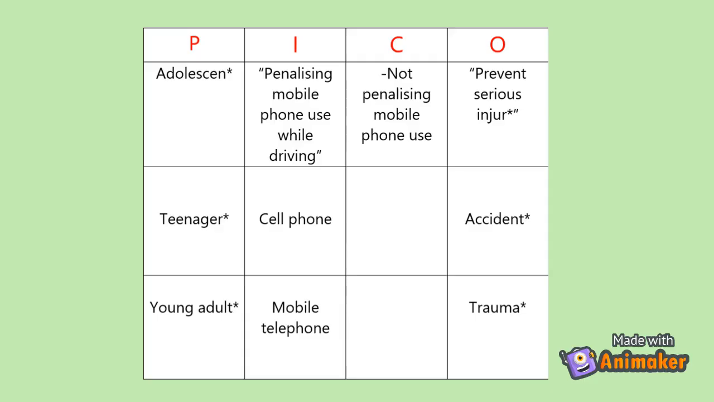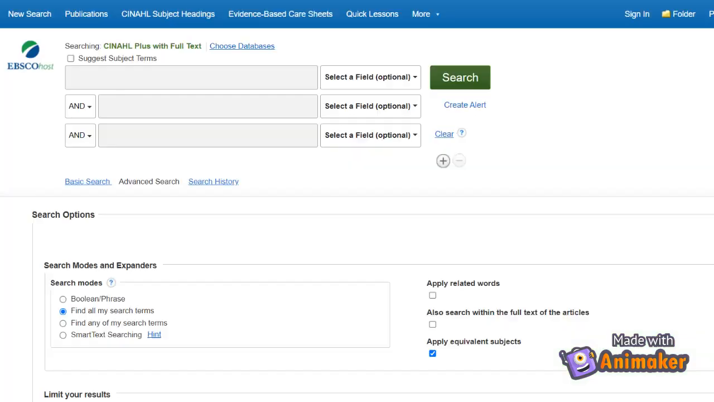Now our PICO framework will look like this. We do not have a comparison in this question, so we can leave it out for now. We can include different alternative words to have a variation of our search terms. We can include truncation to identify all of the variations of the word that may be in plural form or different spelling. Next step is how to search for our keywords using the search strategies.